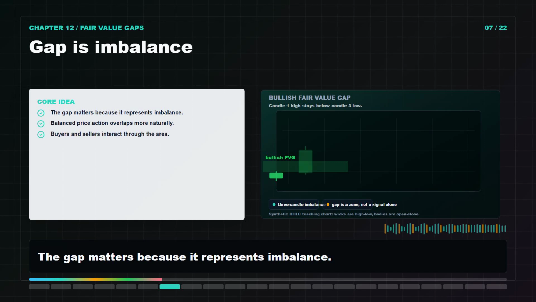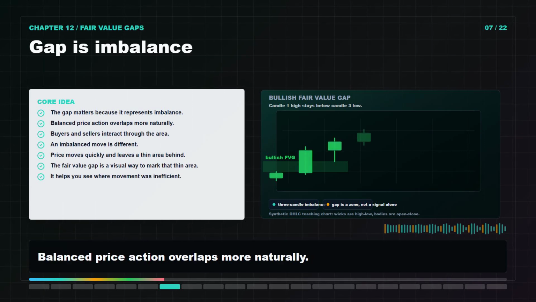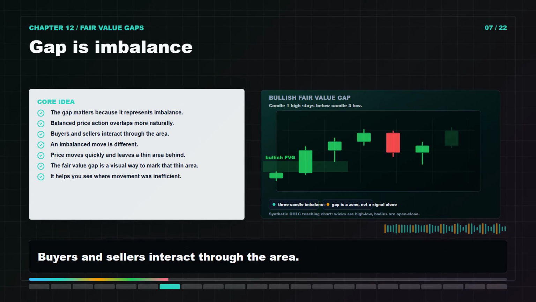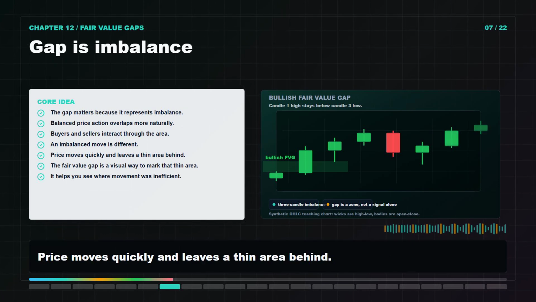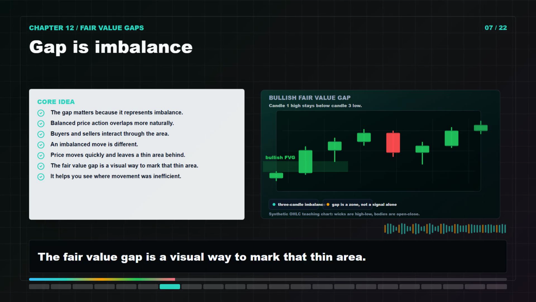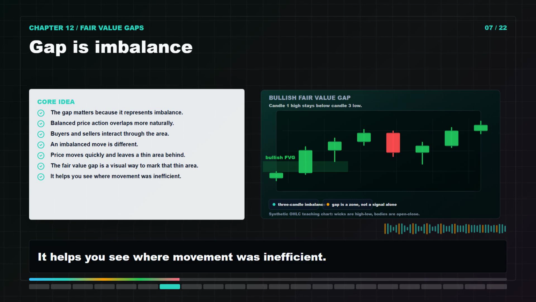The gap matters because it represents imbalance. Balanced price action overlaps more naturally. Buyers and sellers interact through the area. An imbalanced move is different. Price moves quickly and leaves a thin area behind. The fair value gap is a visual way to mark that thin area. It helps you see where movement was inefficient.